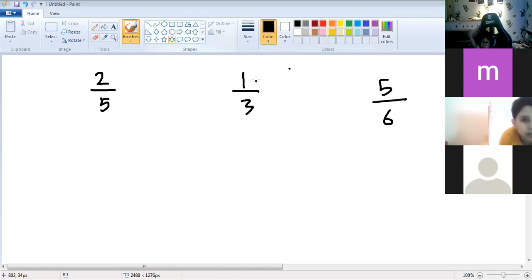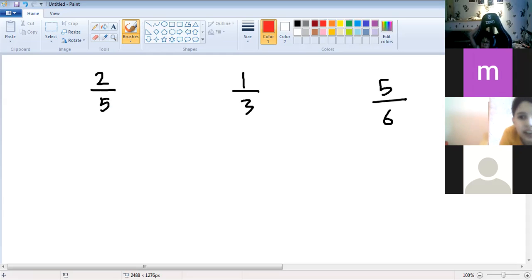Okay. Look, we have here 2 over 5, 1 over 3, and 5 over 6. Are they of the same denominator? No. What should I do? Look, what are the multiples of all of them? What are the multiples of 5? 10, 15, 20, 25, 30. Okay, until 30. What are the multiples of 3? Can you find 30 in the multiples of 3? Yes, 3 times 10.